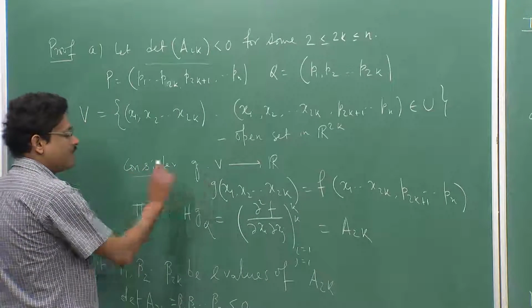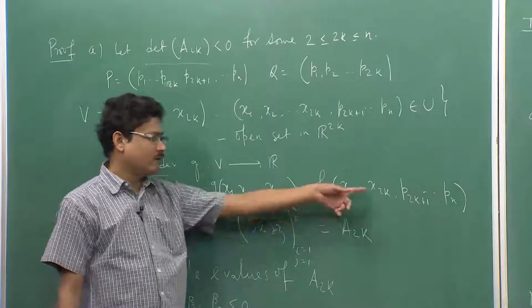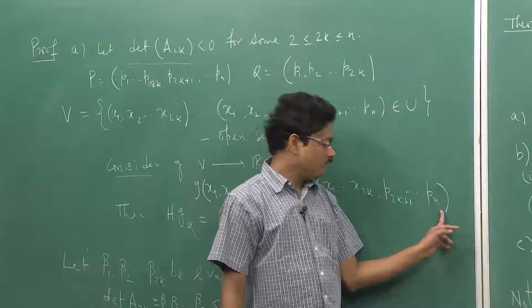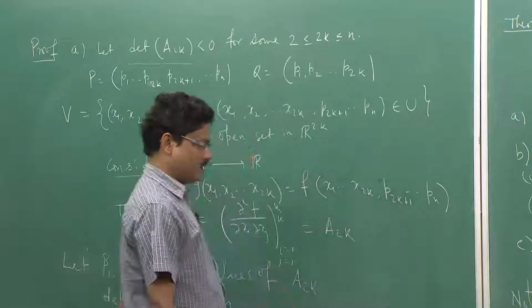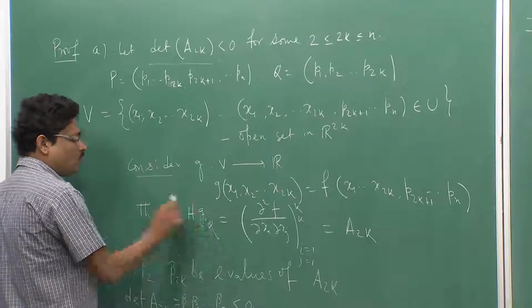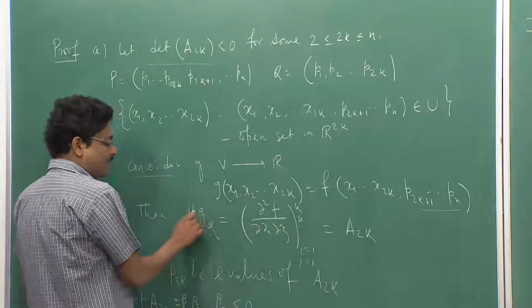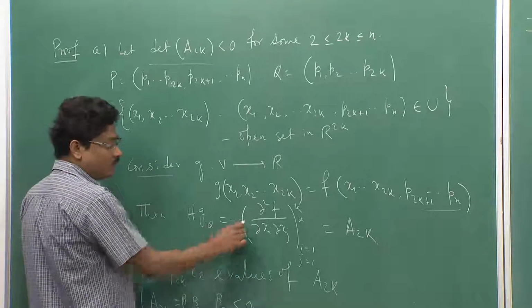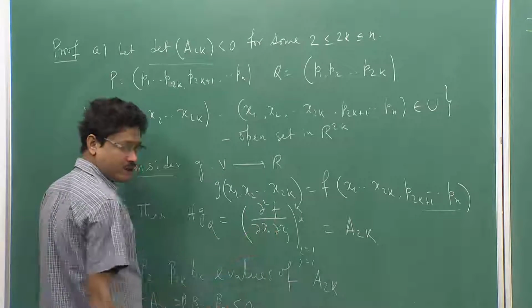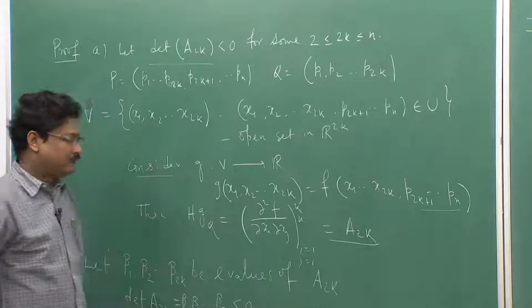And we consider this function g from V to R, which is g of x 1, x 2, up to x 2k equal to f of x 1, x 2, up to x 2k. These are free variables, and the coordinates 2k plus 1 to n are fixed. Then it is very easy to note that, since these are fixed, the Hessian matrix of g at Q is the matrix of del square f by del xi del xj, a 2k cross 2k matrix, which is precisely the 2kth principal minor.